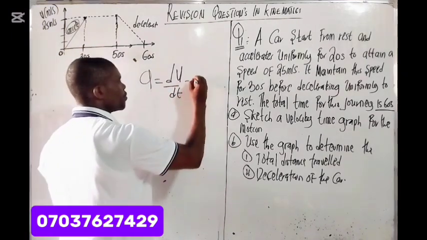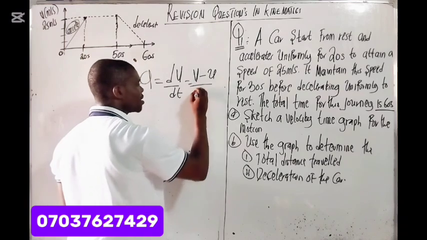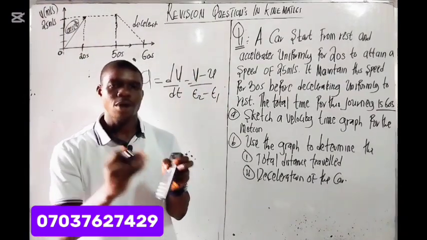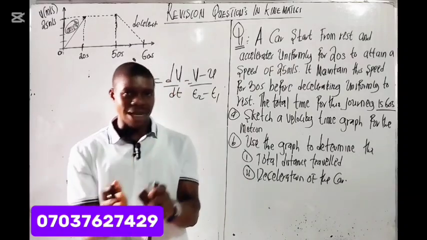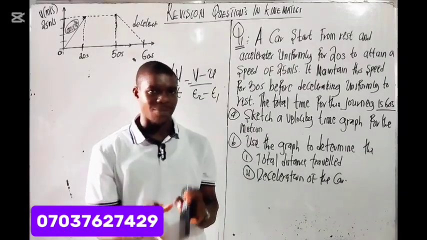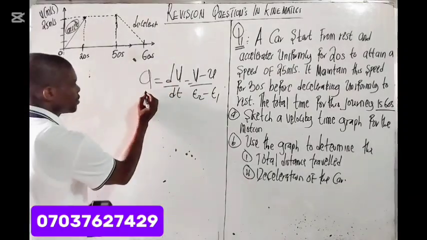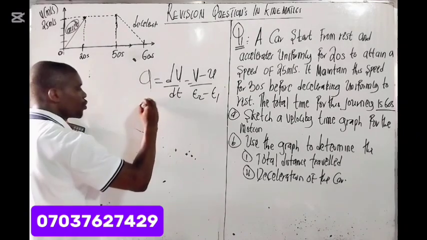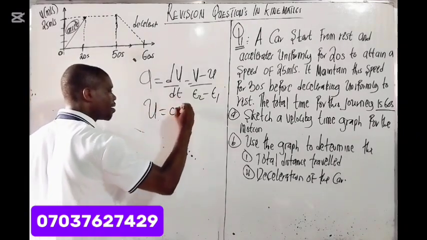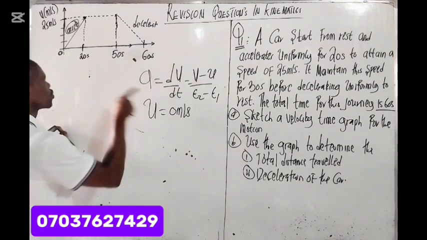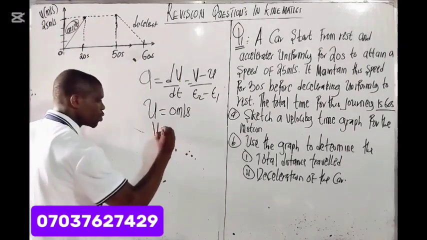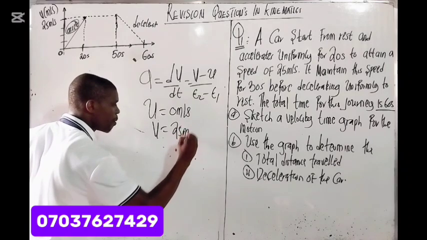So what does it mean here? V minus u over t2 minus t1. Because when we talk about a graph, we have initial velocity, final velocity, and initial time and final time, right? So in this acceleration here, remember I start from rest, right? So my u is equal to 0 meter per second. My final velocity is v equals 25 meter per second.